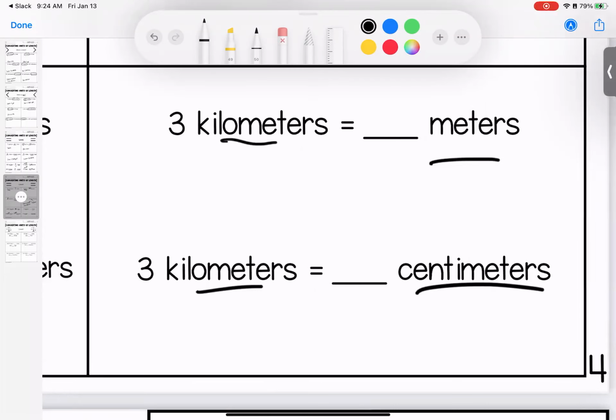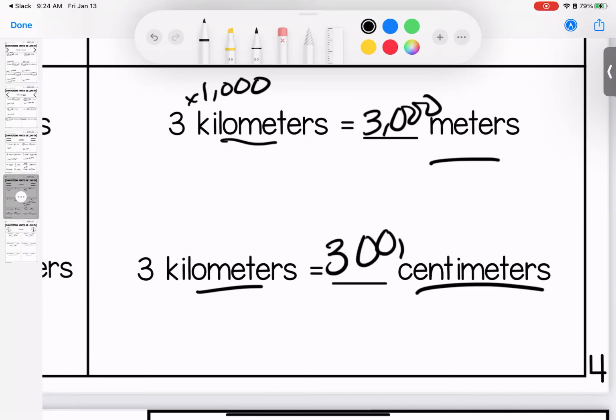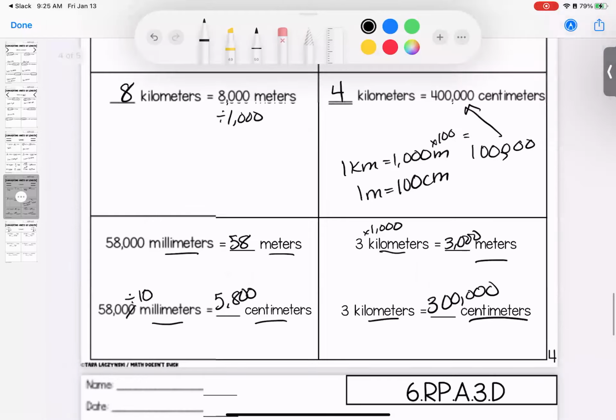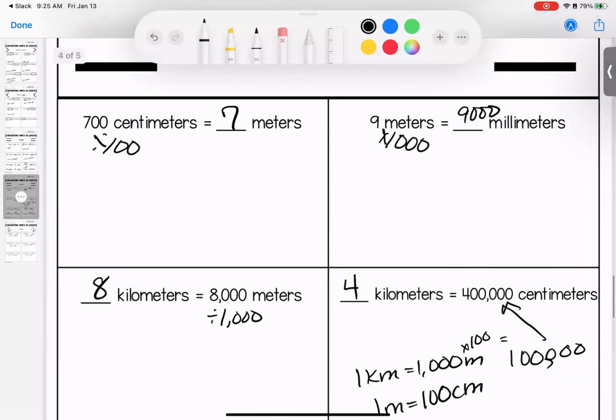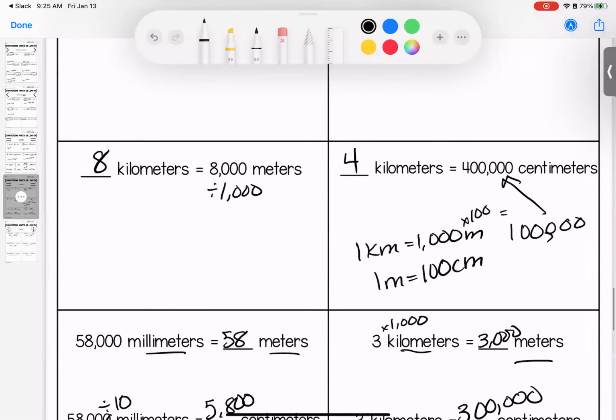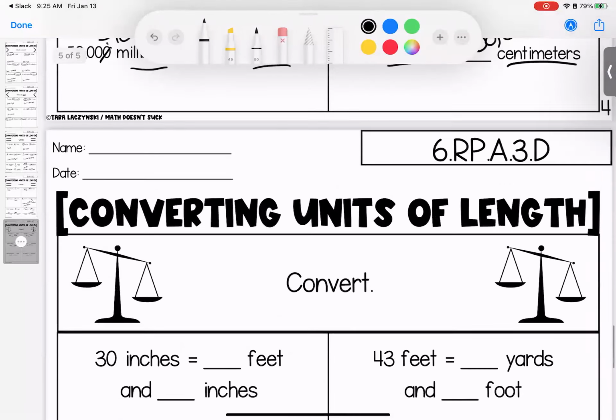Over here, we have kilometers to meters and centimeters. 1 kilometer is 1,000 meters. So we're going to times this by 1,000 and get 3,000. Kilometers to centimeters. Well, to get from meters to centimeters, we need to times by 100. So that means we are going to add 2 extra zeros this time, and we get 300,000. That is the end of our 4th page. Any questions? Bring them with you to class.